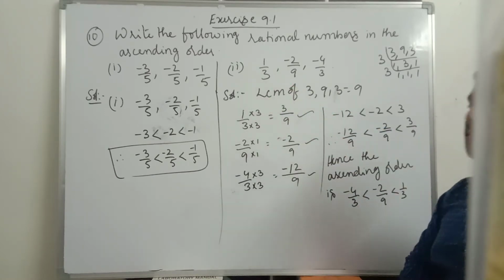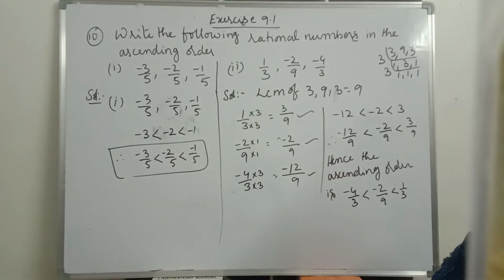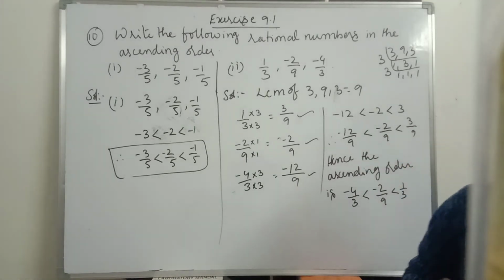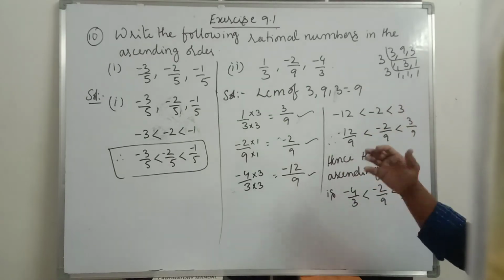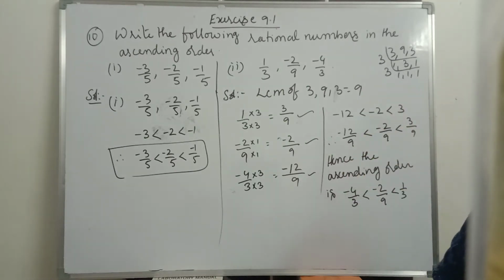So what is the concept here? Convert these rational numbers with different denominators to the same denominator by finding the LCM of the denominators, and compare the numerators. Then we can write in the ascending order as well as in the descending order. Is it clear, children?